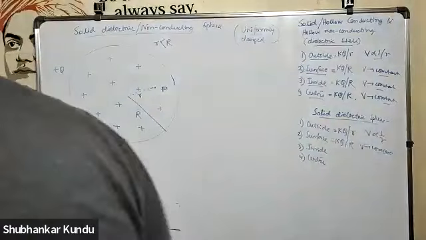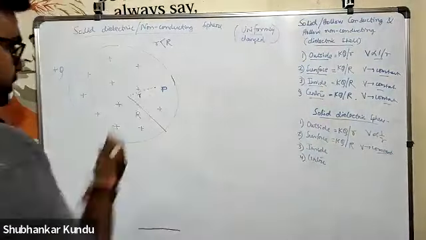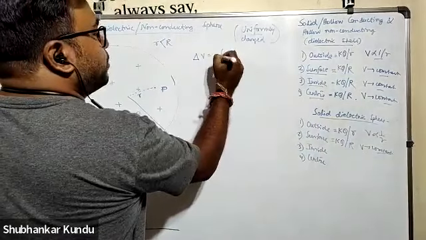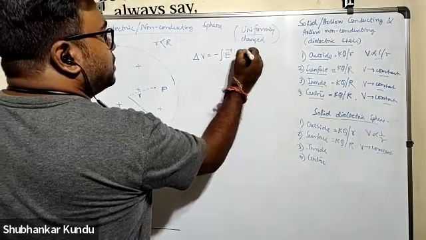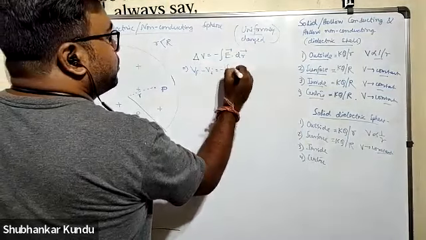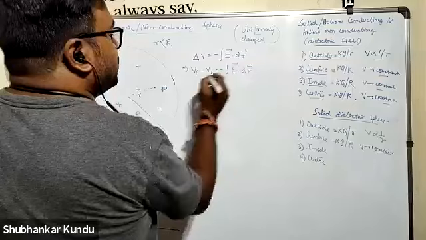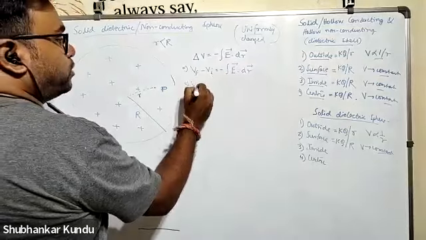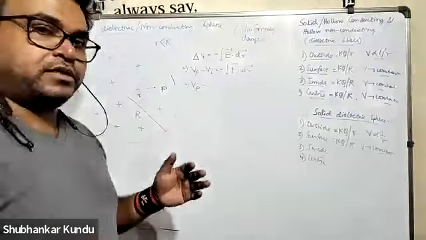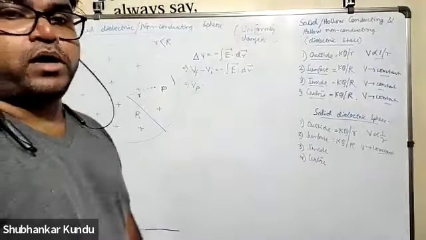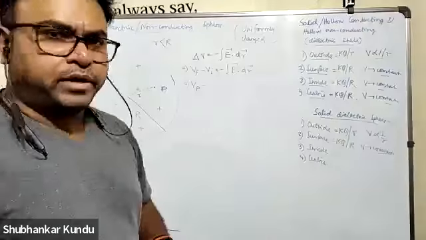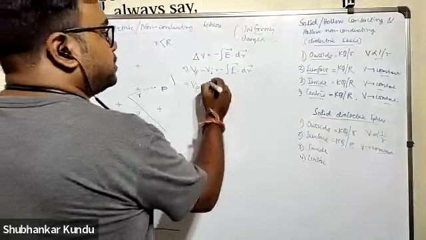So for inside point P, we'll be writing delta V is equal to minus integration E dot dr. And delta V is V final minus V initial. V final is the point where we're calculating the potential, V at P. And the initial point, what to take? In the last case, you have seen that in the inside cases we take the initial point as the surface. We do not take the initial point as infinity, to avoid any kind of hassle. So we're taking the initial reference point as the surface.